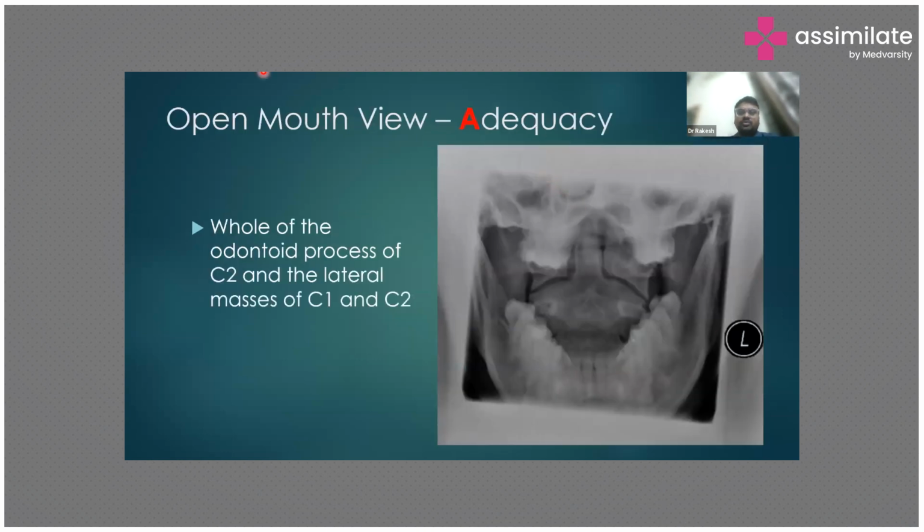Now the third view is your open mouth view. Now how will you see if this is adequate? You should be able to see the whole of the odontoid process of C2 and lateral masses of C1 and C2. So this is your odontoid process of C2, and this is the lateral mass of C1, and this is the lateral mass of C2.